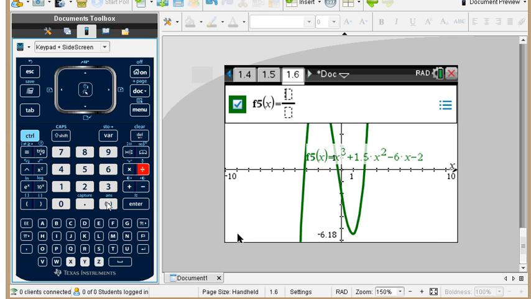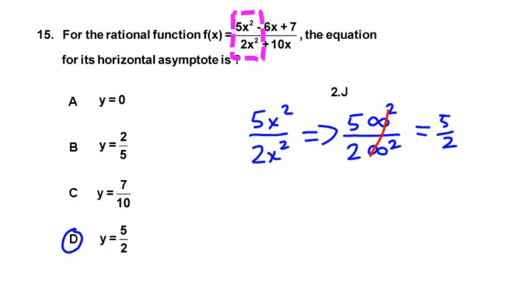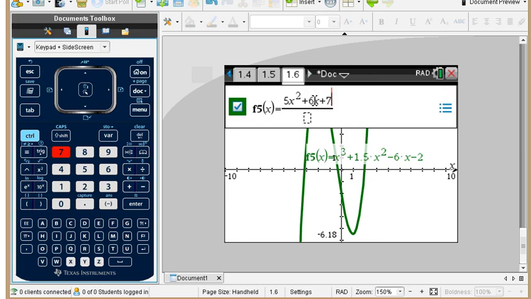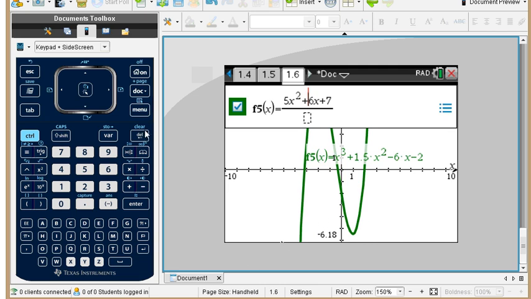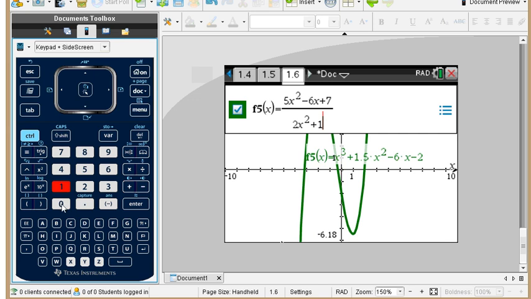Okay, we put in 5x squared plus, is it 6x plus 7? Is that what it is? Minus 6x plus 7 over plus 10. Not that that's going to make any difference. Over 2x squared plus 10x. So we graph this, we look at it.